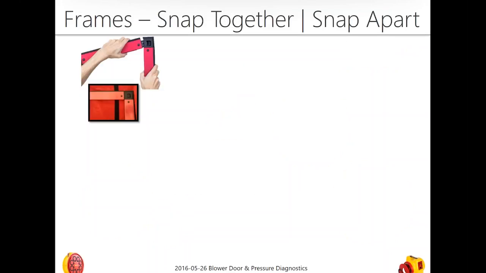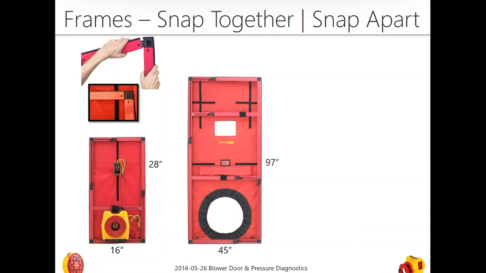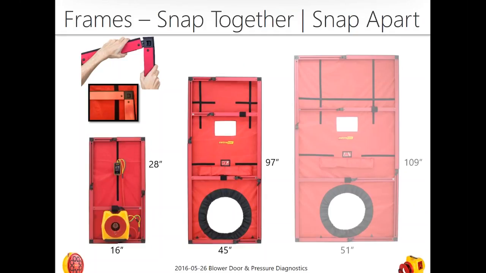Let's talk a little bit about the frame. Here's another thing that makes the Retrotec blower door different. First of all, we have a smaller blower door frame that is used mostly for testing a passive house. This actually fits in a window, so you don't have to take up an entire door, or if there hasn't even been a door installed and maybe there's not a good enough frame in there, you can actually stick this in a window.